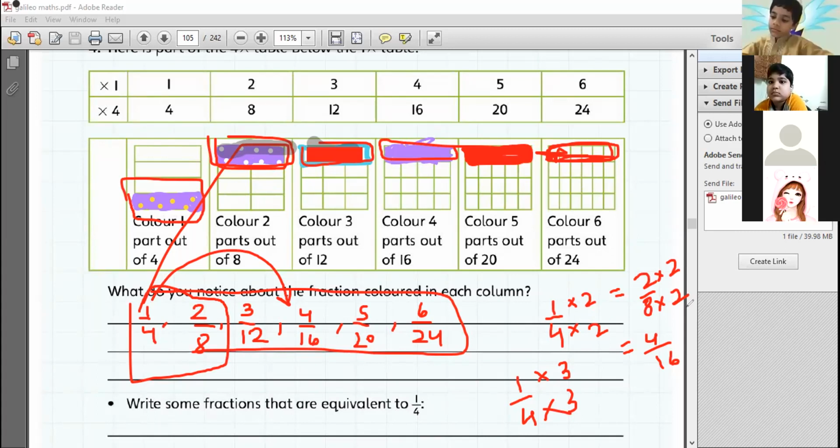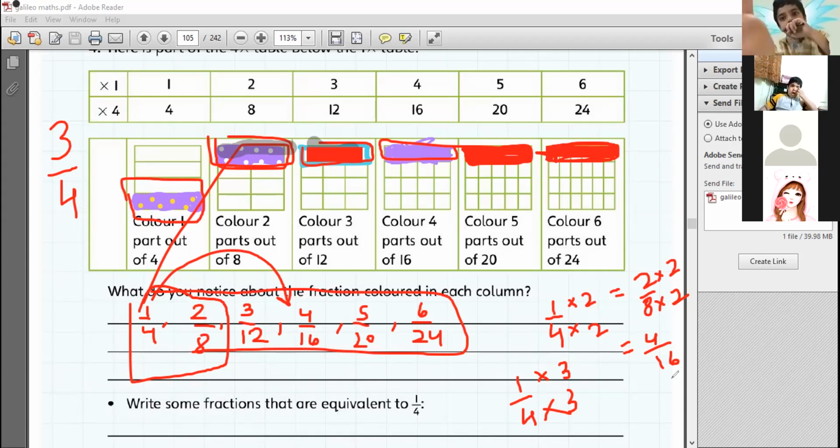Listen, but don't get confused. If I ask you in the exam to write the equivalent fraction for 3 by 4, what you will do is just multiply this with 2, and whatever answer you get, that is your equivalent fraction. I'm telling you, you do it with 2. But there can be fractions wherein they have multiplied the fraction with 3 and 4 to get another equivalent fraction. You should know it, though you're not doing it.